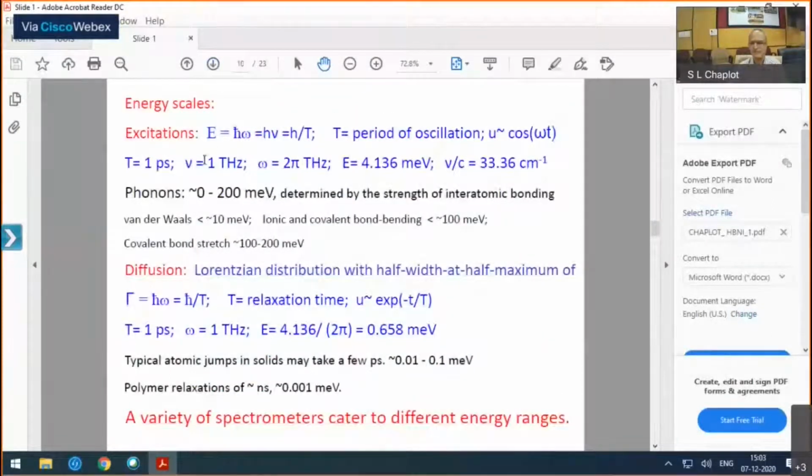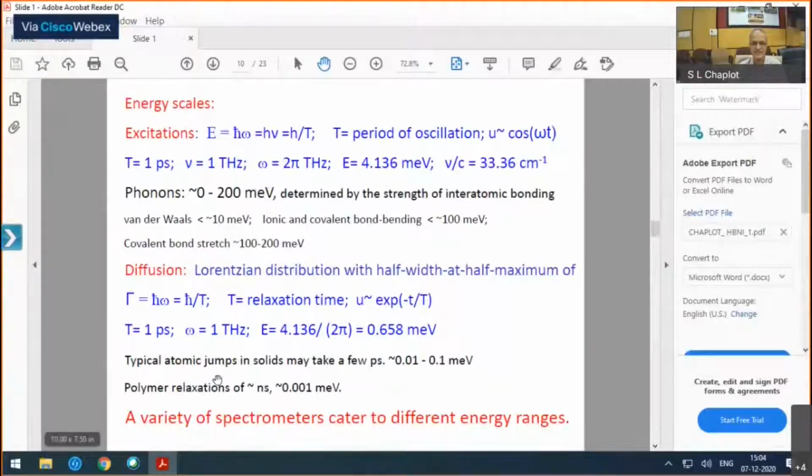We also noticed that typically the thermal excitations we talk about are in the range of tens of milli-electron volts, typically from 0 to 200 or so, which depends on the strength of the interatomic bonding. And the stochastic dynamics, again, this depends on the kind of relaxation times that we are interested in.